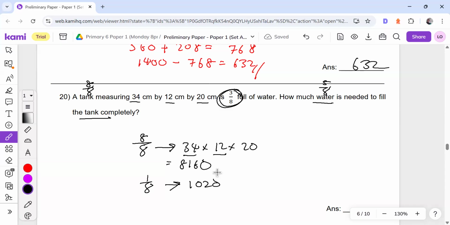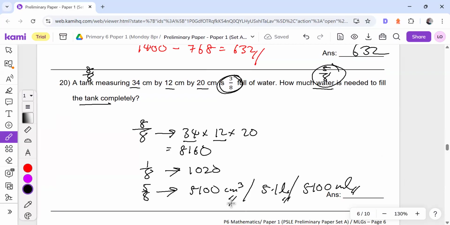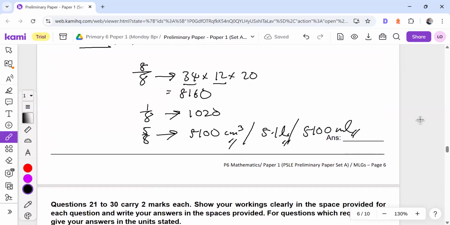And then how much water must you fill the tank? You must fill another 5 units, right? Because the tank has 5 units of no water. So you must fill another 5 units. So 1020 times 5, and your answer will be 5100 centimeter cube or 5.1 liters or 5100 ml. So you have 3 possible answers. Because the question never asks you to write in liters, you can choose whichever answer you want. Clear? This paper one is quite easy. Later on you will see a few questions that are a bit challenging, but still quite easy because they are not very wordy.